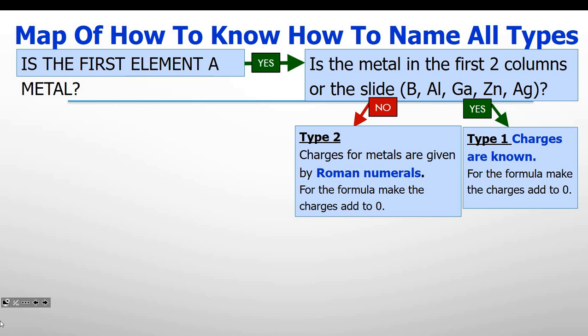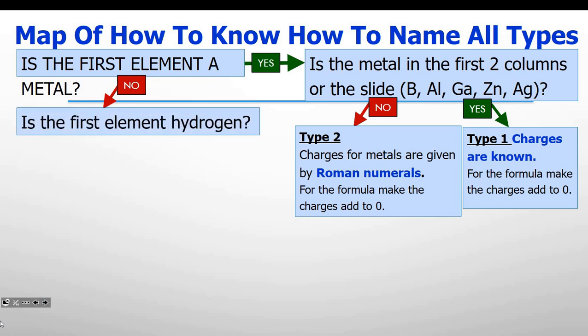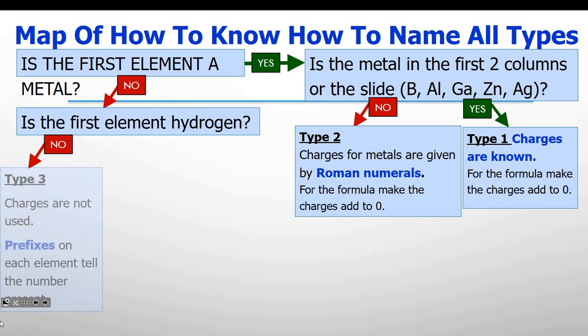If we go back to the first question and we say, is the first element a metal? And we actually say, no, it's not a metal. And we say, is the first element hydrogen? Well, if that's a no, then I've got to have type 3, which is in the upper block of the P. And I'm going to, after I get this up, I'll let it sit for a minute so you guys can get it down. This is where we use the prefixes, the mono, di, tri, tetra.